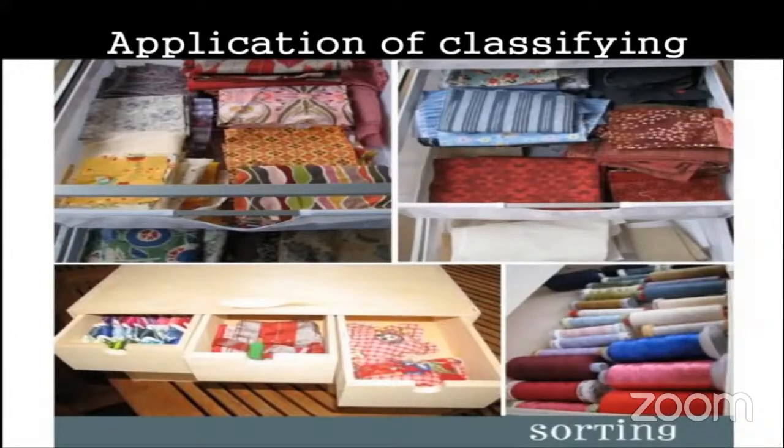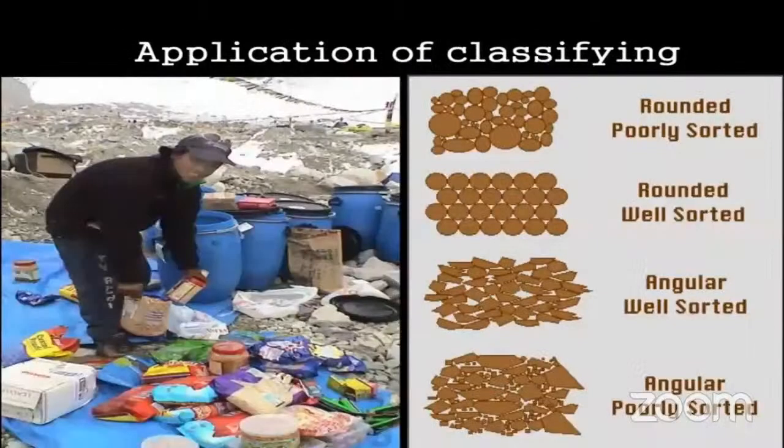Here there is a picture which shows how, in a room, in your bed, or in your wardrobe or cupboard, you arrange things in a classified form and keep them. This is another very important quality needed for a person who is going to pursue science research. Here you can find the rounded, poorly sorted structure; second, the well sorted round ones, and the angular ones put up as well sorted ones, and then the poorly sorted ones where everything is mixed.